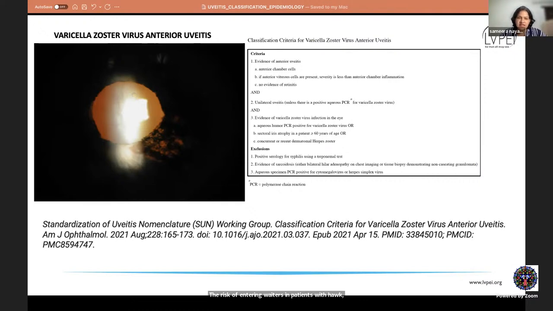The disease-specific criteria include evidence of anterior uveitis plus unilaterality plus evidence of varicella zoster virus infection in the eye, in the form of PCR positivity in the aqueous, or sectoral iris atrophy in a patient more than 60 years of age, or concurrent or recurrent dermatological herpes zoster.